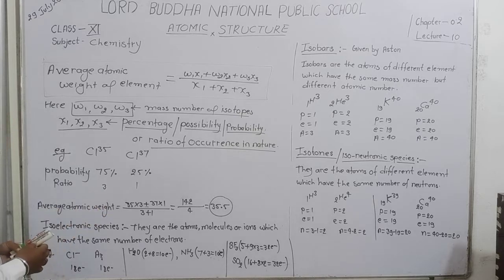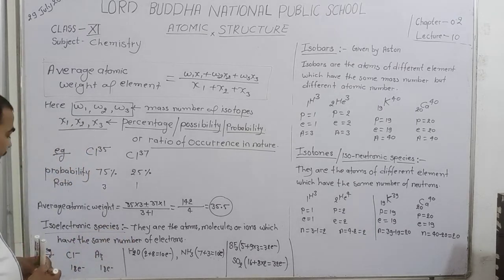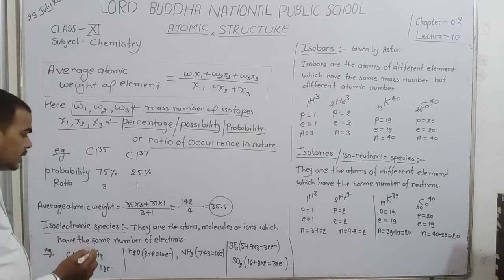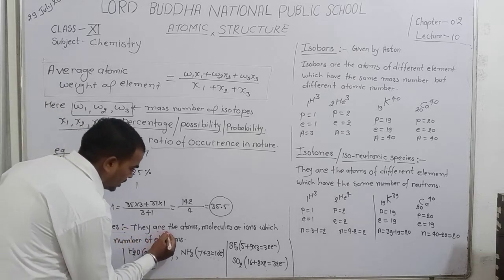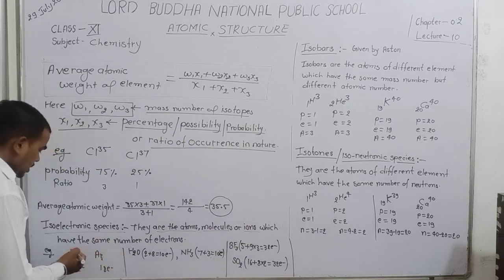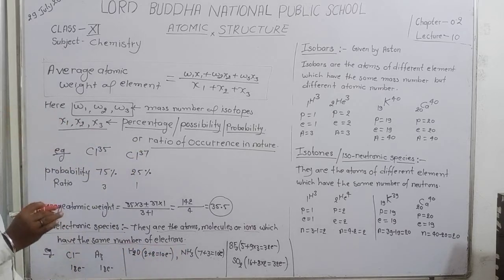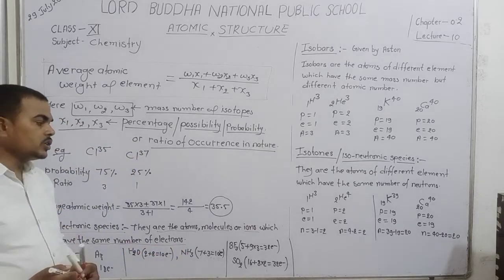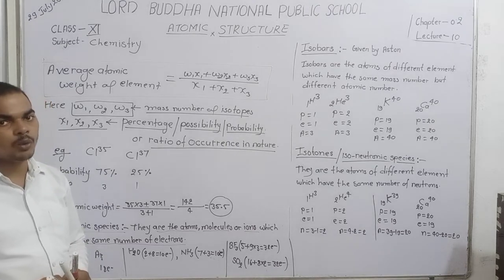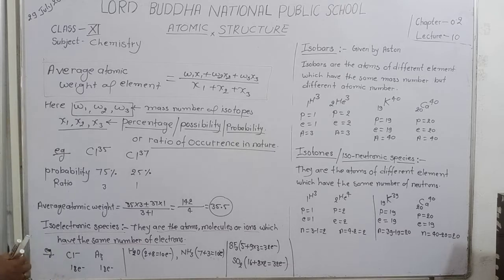Dear student, now let's discuss isoelectronic species. What are isoelectronic species? They are atoms, molecules or ions which have the same number of electrons. Atoms, molecules or ions which have the same number of electrons are known as isoelectronic. For example, take chlorine ion and argon.